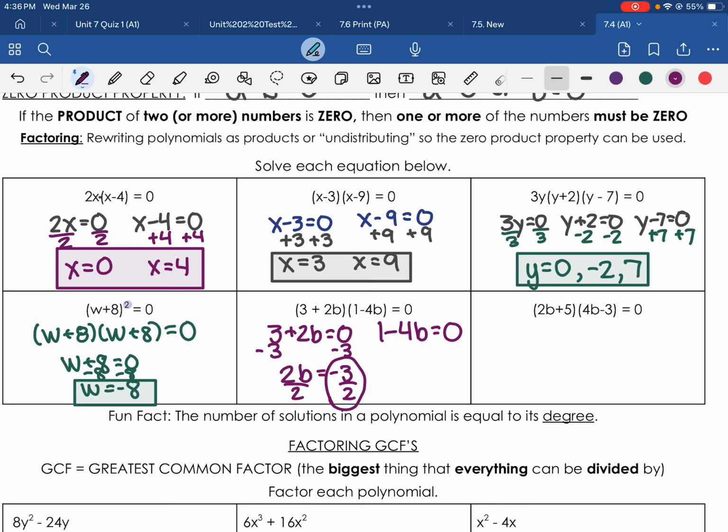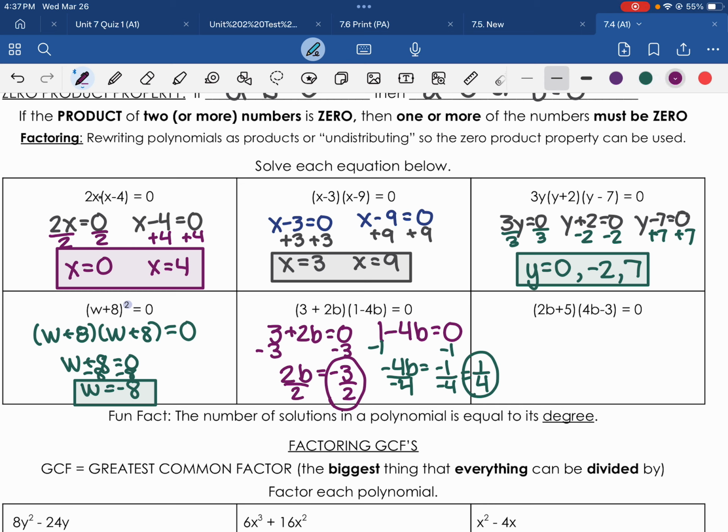With the second one, I would subtract this 1. 0 minus 1 is going to be negative 1. And then I would divide by the negative 4. I can't divide negative 1 by negative 4, but I can rewrite this as positive 1/4 because those two negatives would cancel each other out.